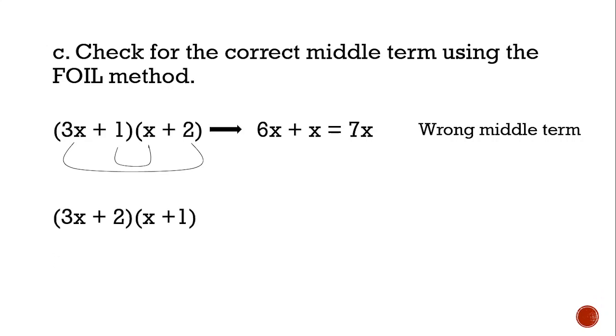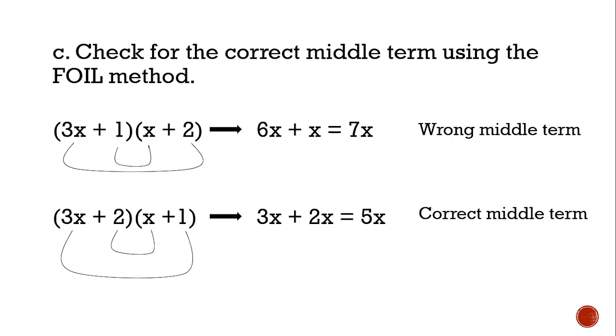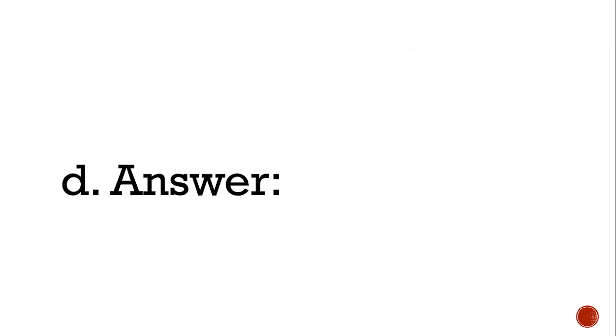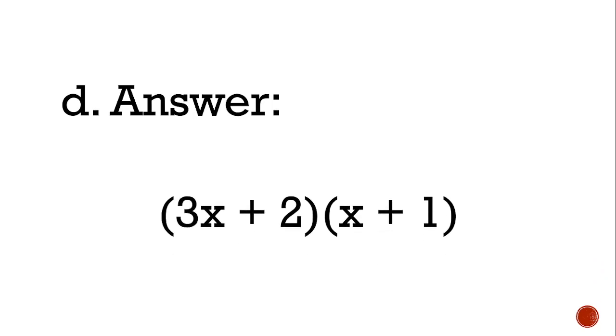So let's try the other factors. We have 3x plus 2 and x plus 1. So 2 times x and 3x times 1. And here is the result. 3x times 1 is 3x and 2 times x is 2x. So if we were going to add those two, we have 5x. So that is the correct middle term. Therefore, our answer is 3x plus 2 and x plus 1 as our factors.